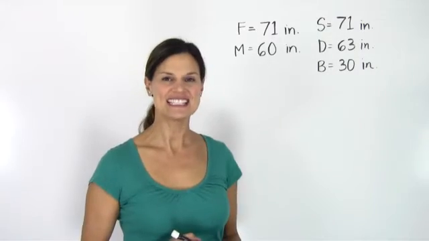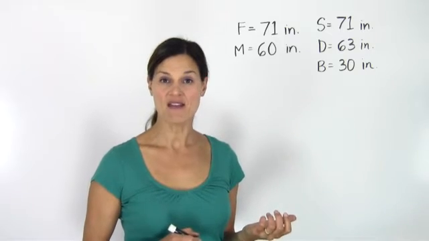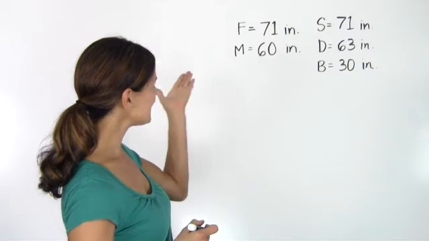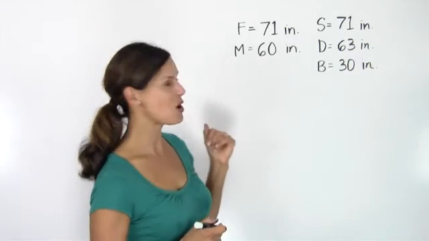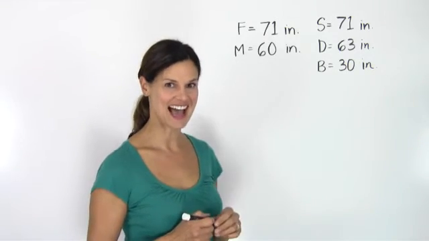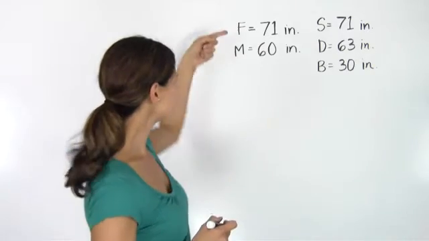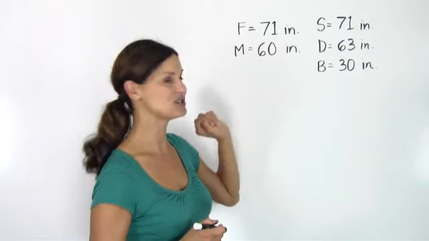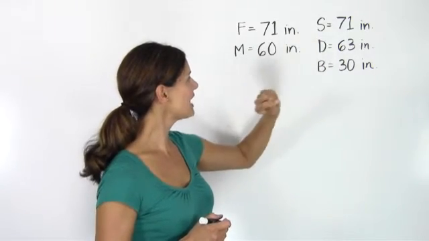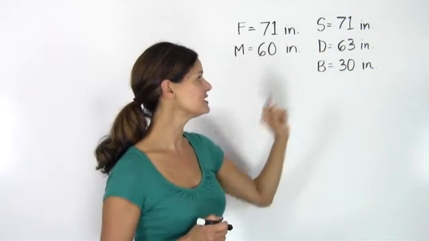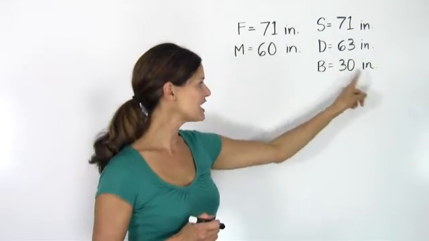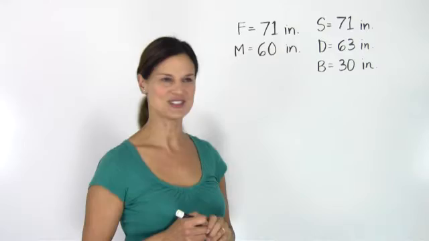We're going to look at an example of a family of 5 who has measured their heights. And we want to find the mean, median, and mode of this family's heights. So let's look first. We've got the father measuring 71 inches, the mother 60 inches tall. The son is the same height as the father, 71 inches, the daughter 63 inches, and the little baby is 30 inches long, or 30 inches tall.